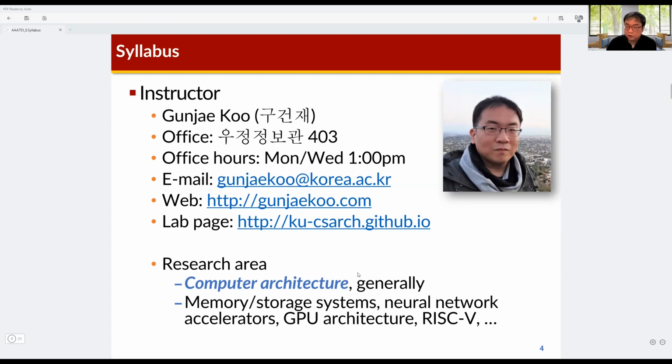My research area is generally computer architecture. It's a low level of the computer engineering department. It's the kind of hardware and software interface. Currently I'm focusing on memory storage systems, neural network accelerators, GPU architecture, and RISC-V architectures.